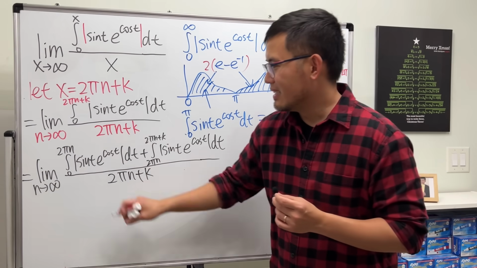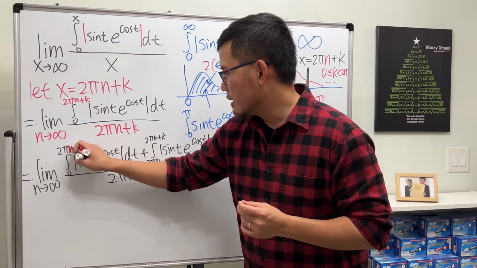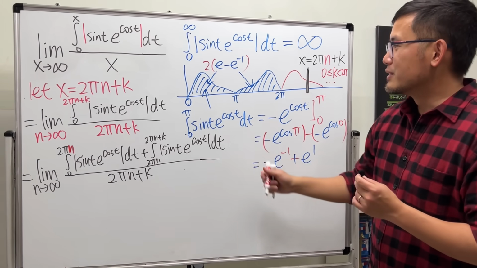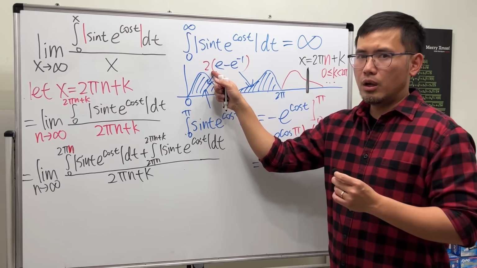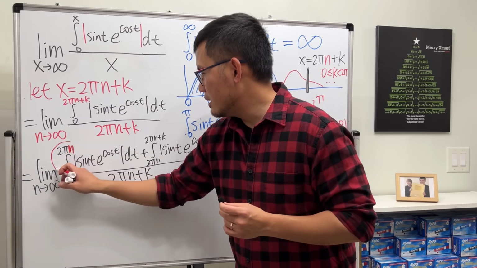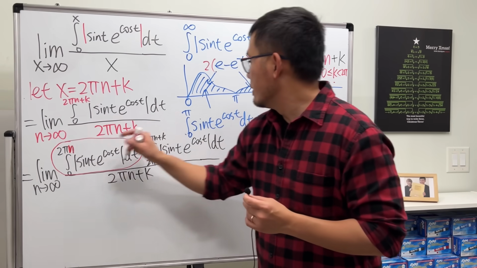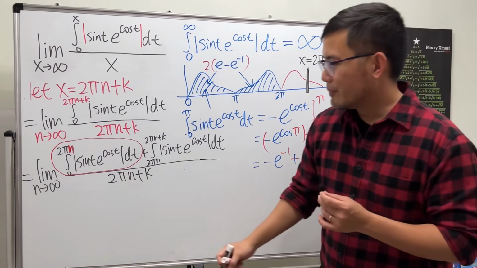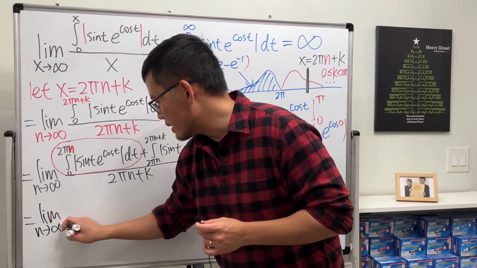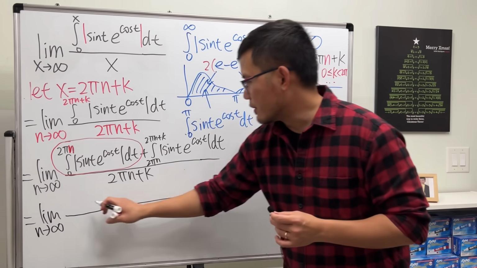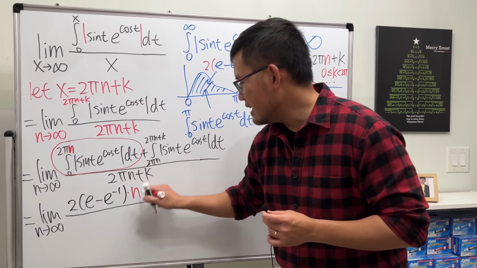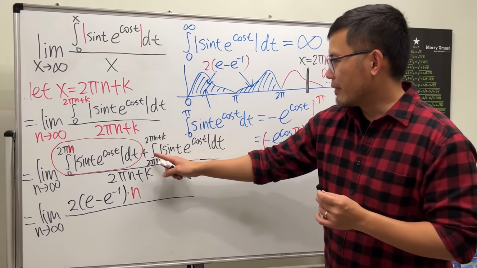Now, how do we figure out this value? In fact, we know it already, because this right here is just n many copies of this thing, right? So each copy, we have n copies of this. So this part is just going to be this number multiplied by n. So have a look. This right here will give us the limit as n goes to infinity. Let's write that down first: 2 times e minus e to the negative 1 times n. Very nice.